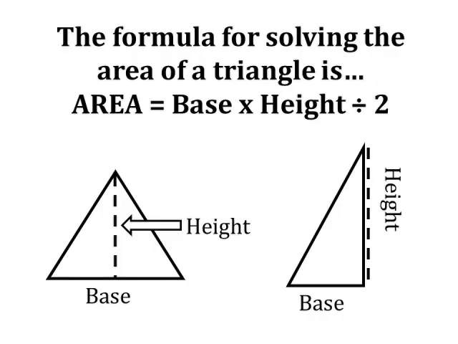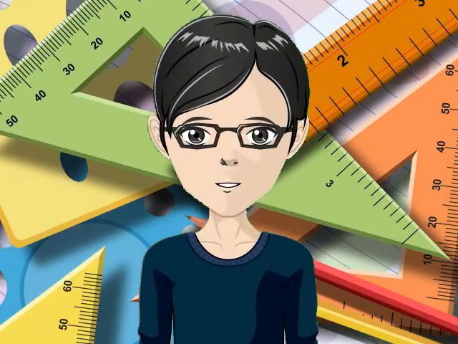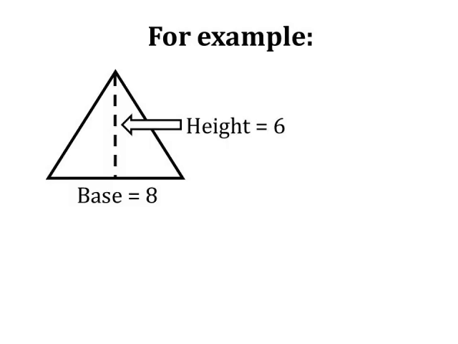Base is the side na nasa ilalim. Height yung vertical side or an invisible vertical line from the base to the top of the triangle. Kung wala kayong makitang vertical, iikot nyo yung triangle. Let's see some examples. This triangle has a base of 8 and a height of 6. To get the area equals base times height divided by 2.